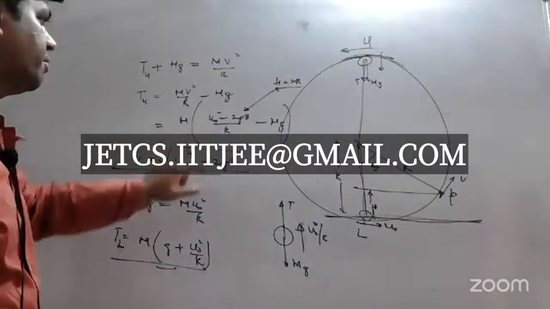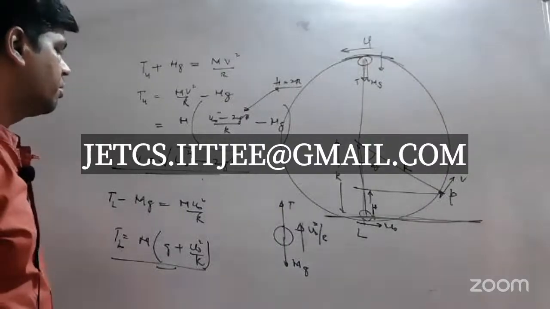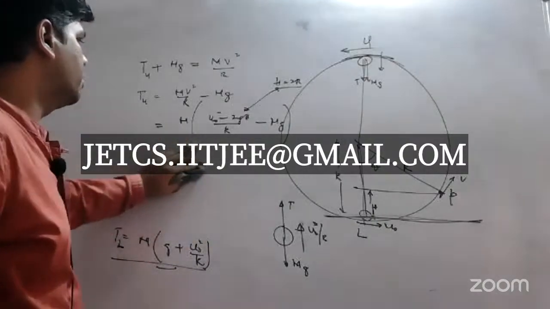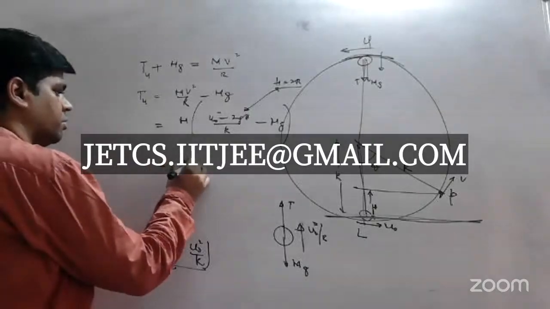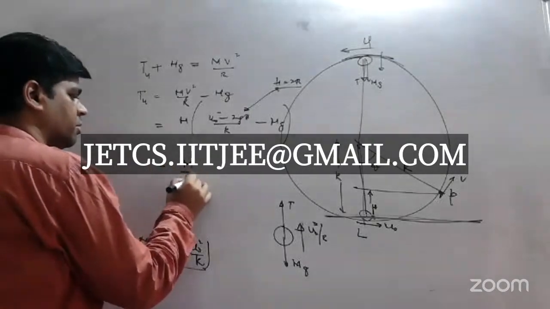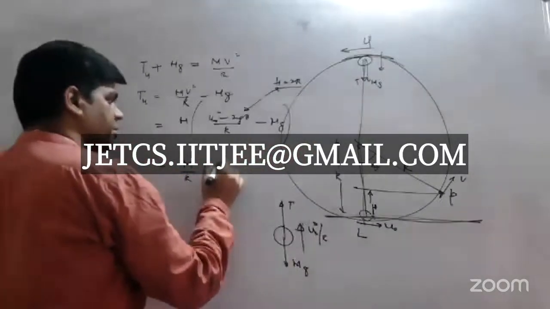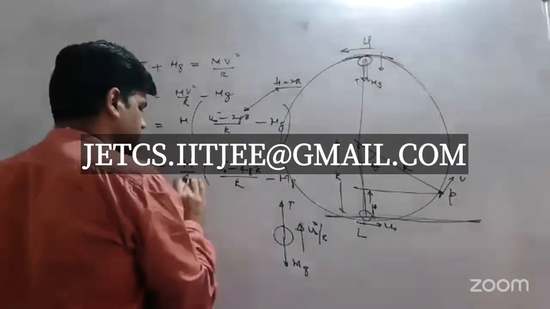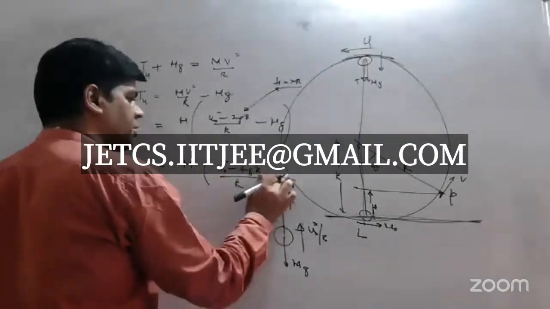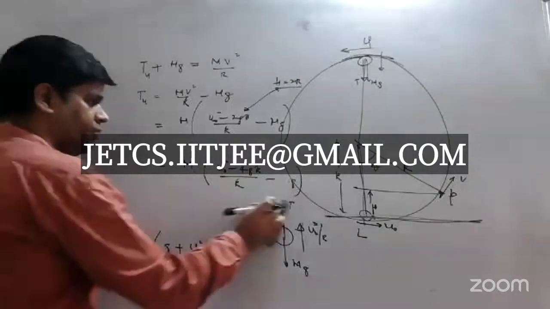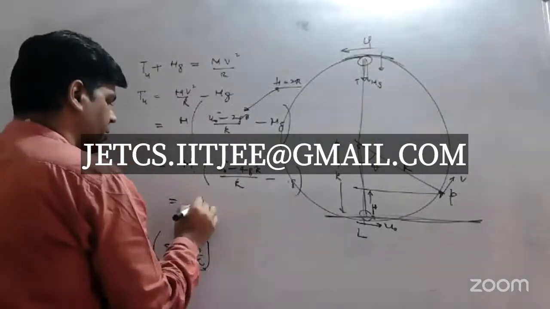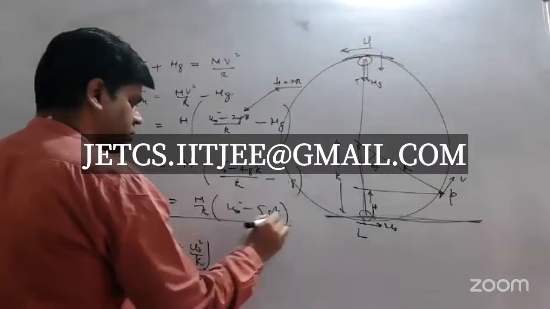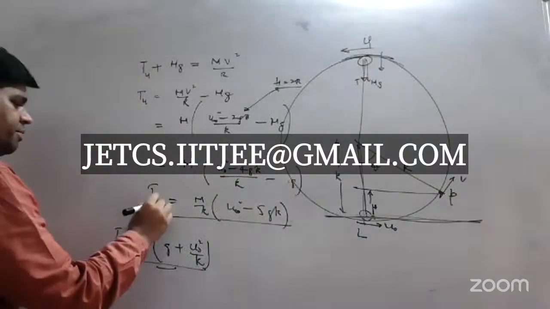Okay, tell me what's the value of T? M into U naught square, minus 4gr by R minus mg. That's it. So U naught square minus 4gr by R minus mg. I took m common, right? So minus g. Now, if I simplify this further, what do I get? M by R into U naught square minus 5gr. Alright, so this is the tension at the uppermost position.